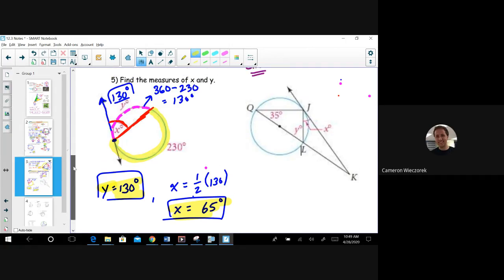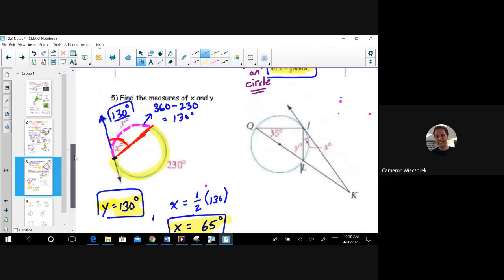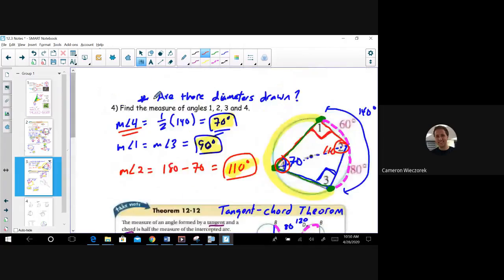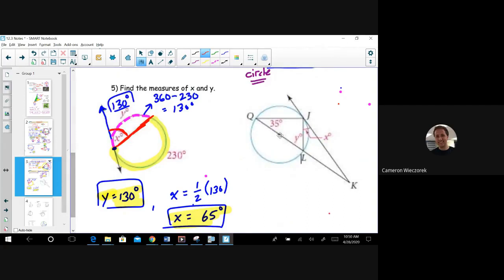The second one, okay, don't let all the lines and segments overwhelm you. Start with one piece at a time. Okay, take a look at the picture. First thing to ask yourself before you start playing around with too much, any diameters drawn in the picture? Because that's going to help you label some 90-degree angles. I see that thick dot in the middle. There's the center, which means this is a diameter, QL. Trace it back. Right where J is at, that's an inscribed angle to that diameter. So that's 90.